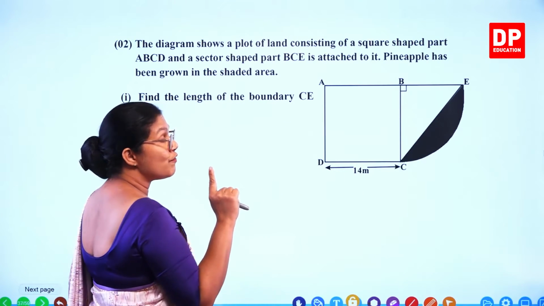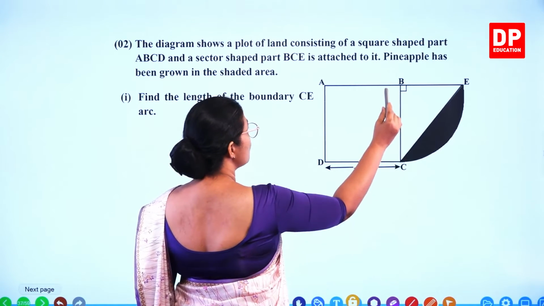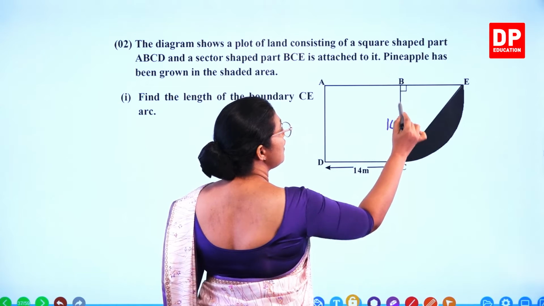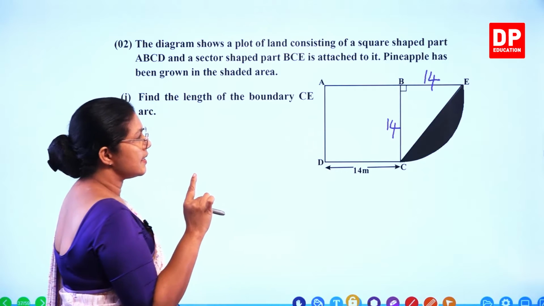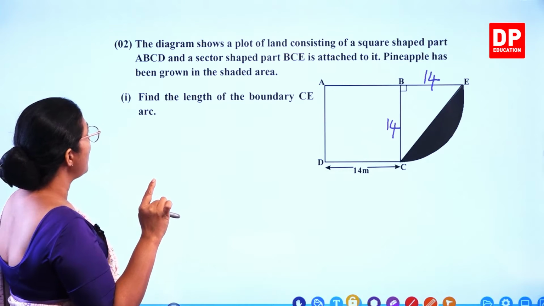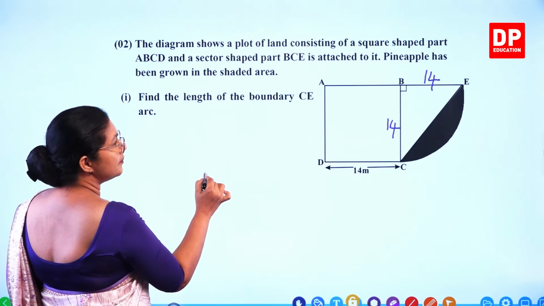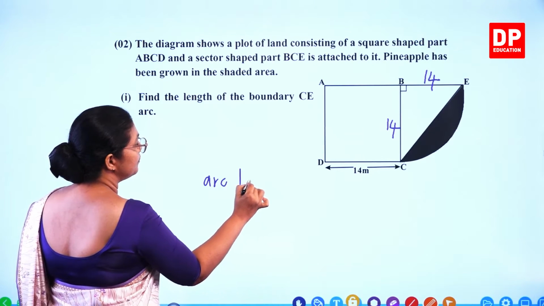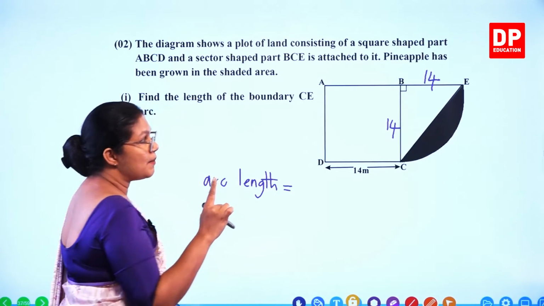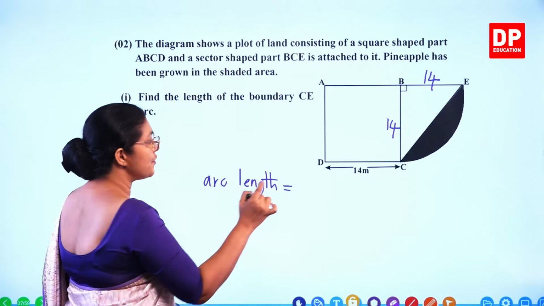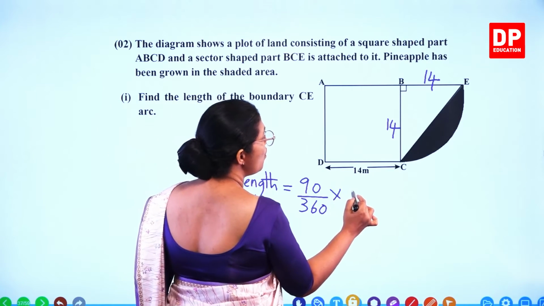Now you need to find out the radius of this sector. This is 14 and it's a square, so this is 14. That means the radius is 14 for this sector. So how do you find the arc length? Arc length is angle divided by 360. 90 divided by 360, you get 1/4, into 2 pi r.